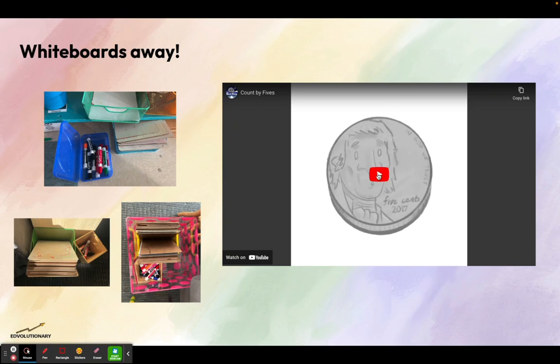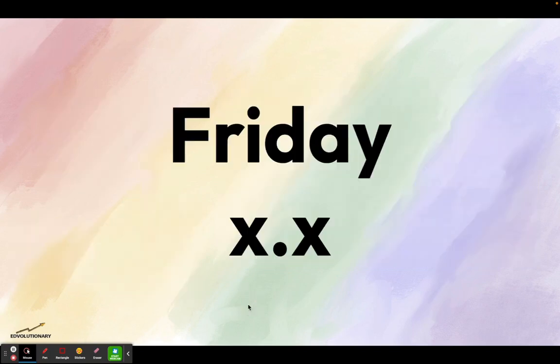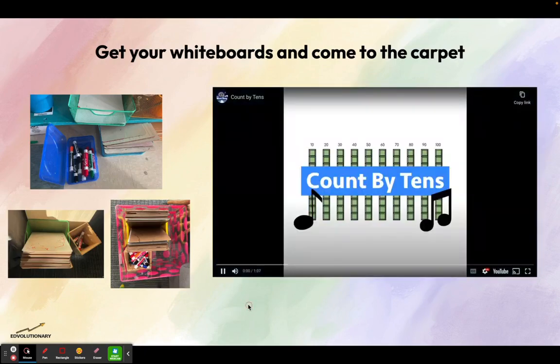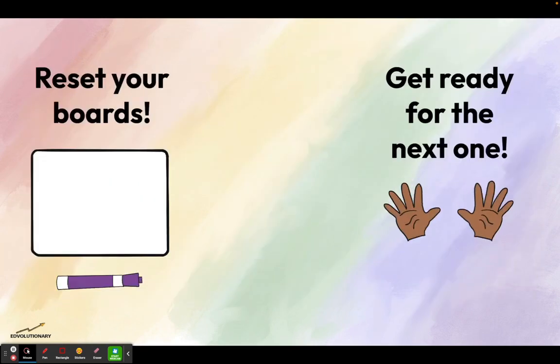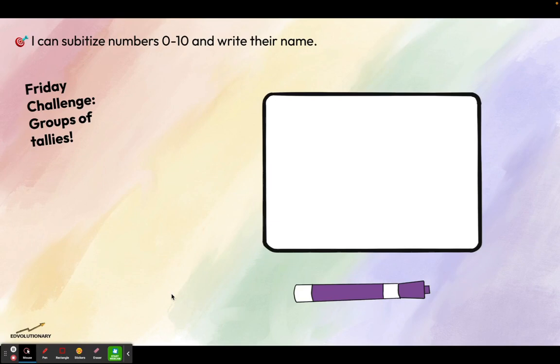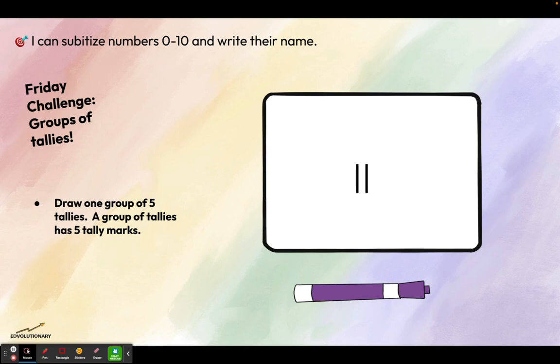They've been listening to this Count by 5 song since last week when we introduced tallies. That was intentional. After you do the introduction stuff, we have a Friday challenge, groups of tallies. We're going to start by having them draw one group of 5 tallies. One group of 5 tallies is 5 tally marks. I did not do a good job of modeling, but you can show how to count along: 1, 2, 3, 4, and the fifth one slashes over.